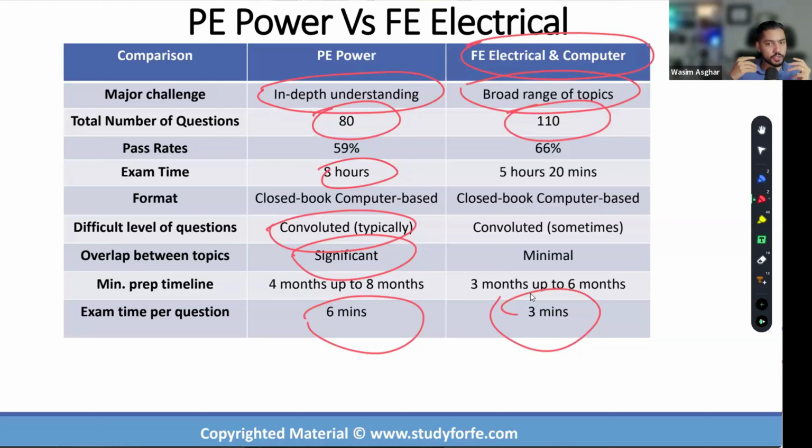Circuit analysis, if you are shaky, if you are tentative, if you are not competent in circuit analysis, you're not going to go very far in PE power. You will have to circle back to circuits 101.